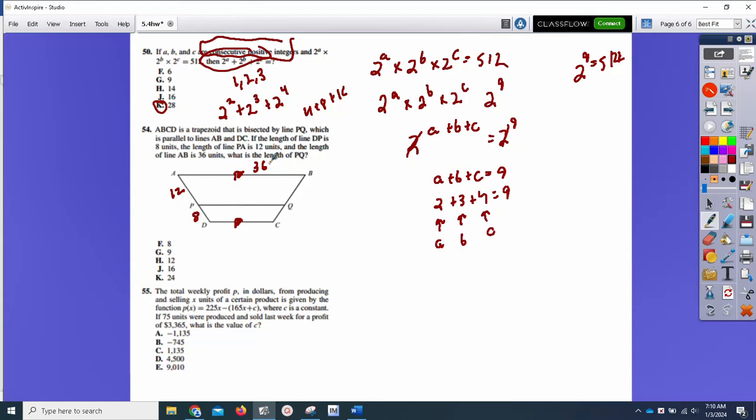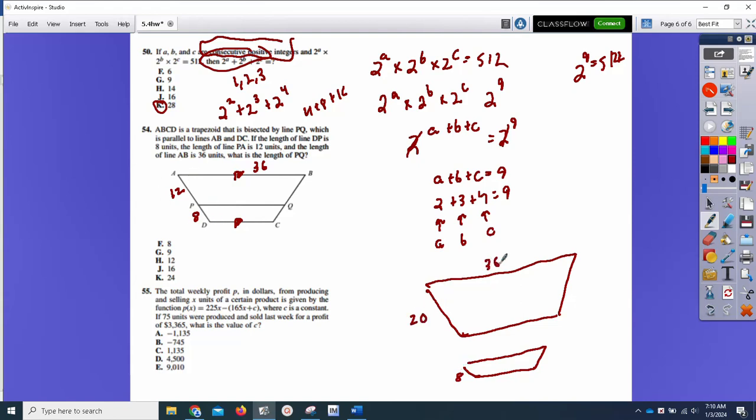All right, so what we have here is we have similar trapezoids. We have a little trapezoid, looks like this. And then we have the whole blasted thing. Little trapezoid has a side of 8. The big trapezoid here has a side of 20 and 36. And we're going to use what's called proportional reasoning. I want to know what this PQ is.